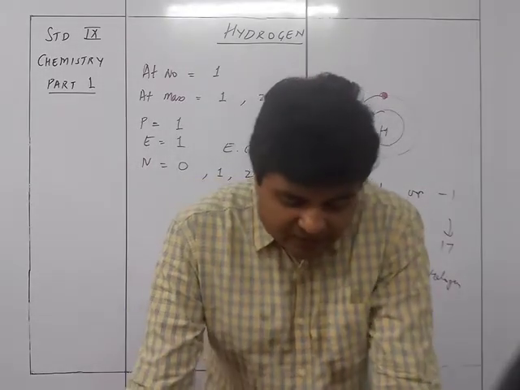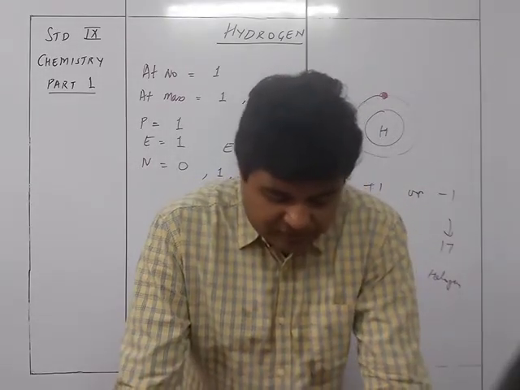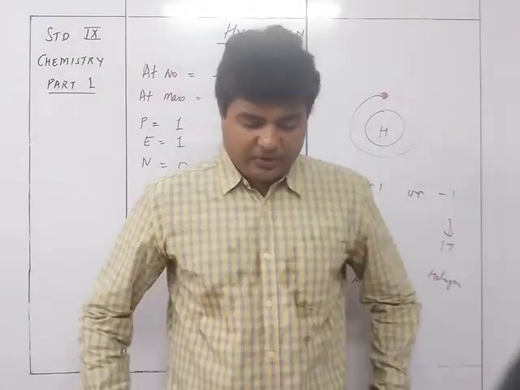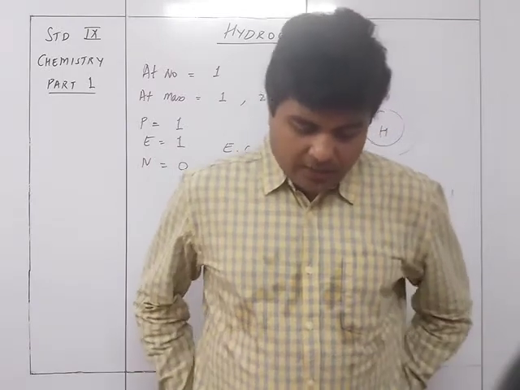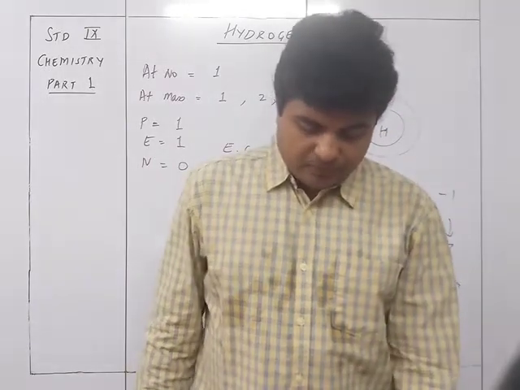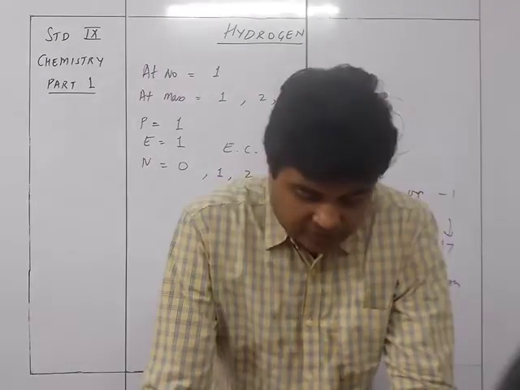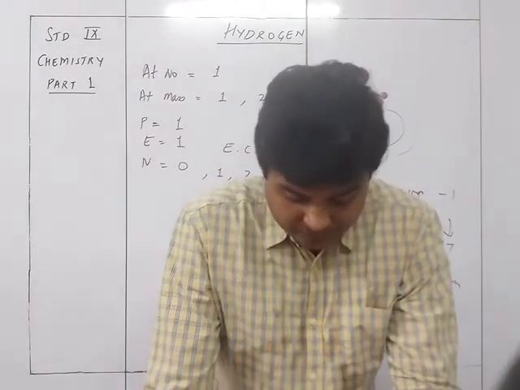So the position of hydrogen in the periodic table: the atomic number of hydrogen is 1 and the number of valence electrons is 1. It is the first element of the periodic table, placed in group 1 in period 1 of the periodic table. So that gives us a dual nature of hydrogen.